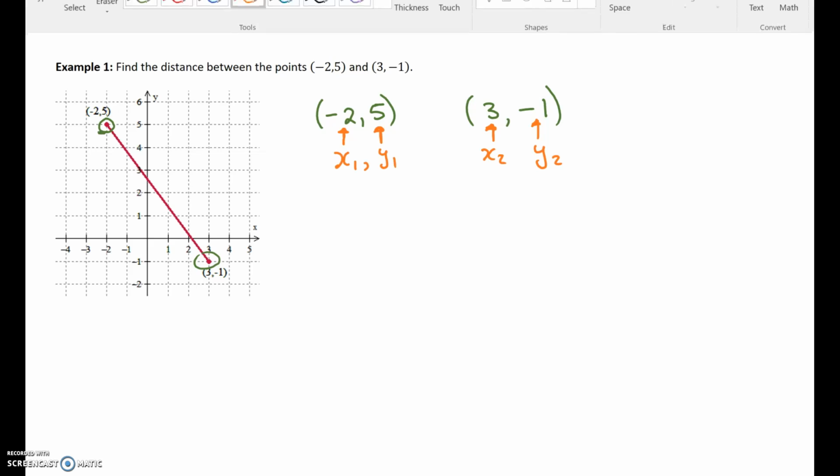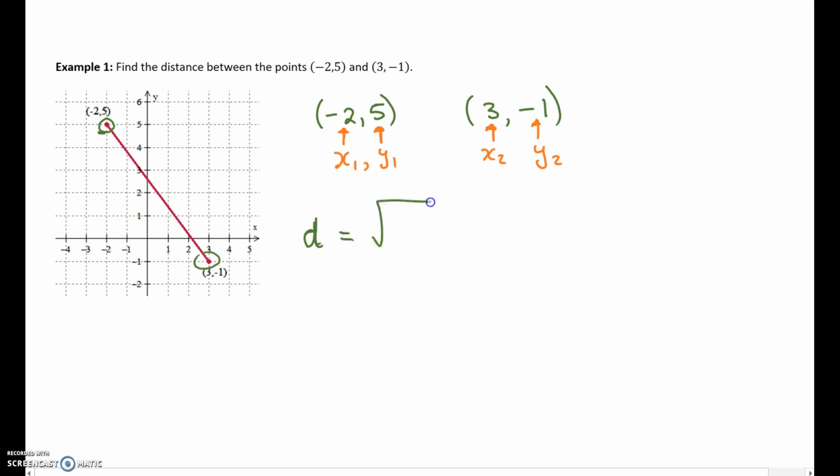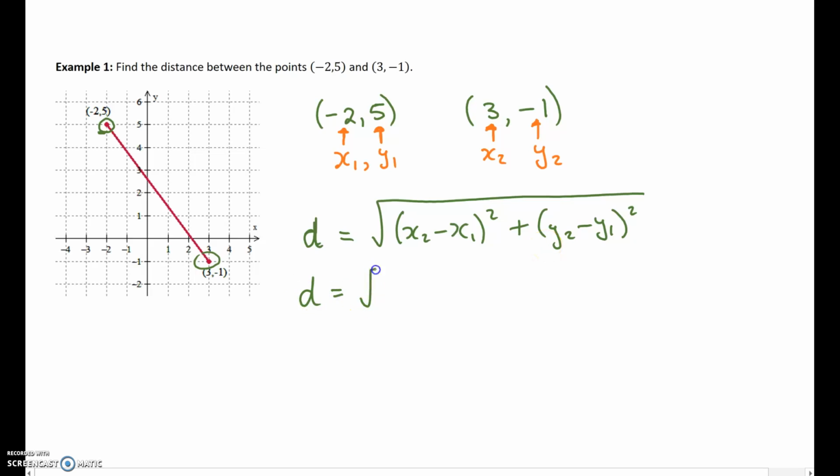So our formula for the distance between 2 points is d equals the square root of x2 minus x1 squared plus y2 minus y1 squared. So it's the difference between the x's squared plus the difference between the y's squared. So let's start to fill that in. Now do this step carefully. It's easy, but do it carefully.